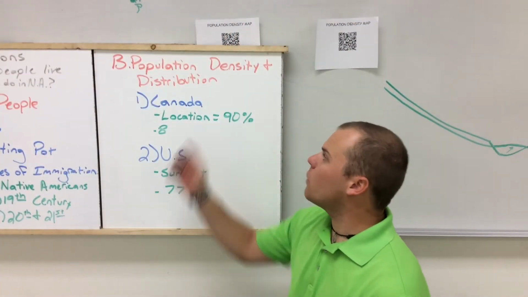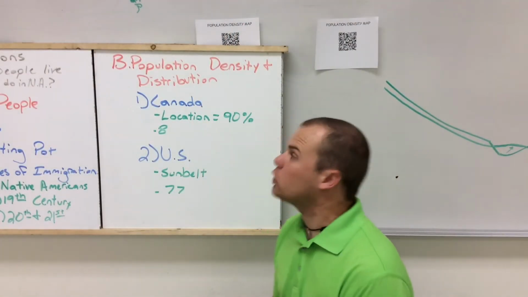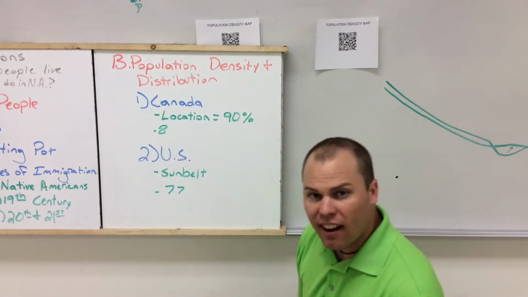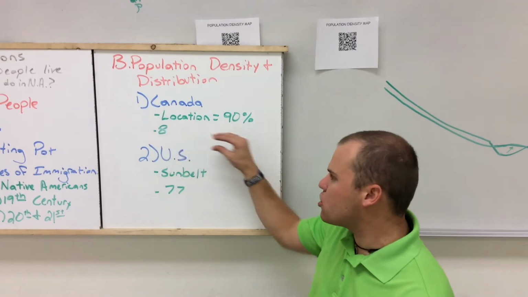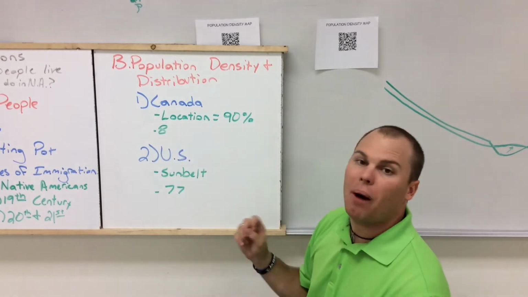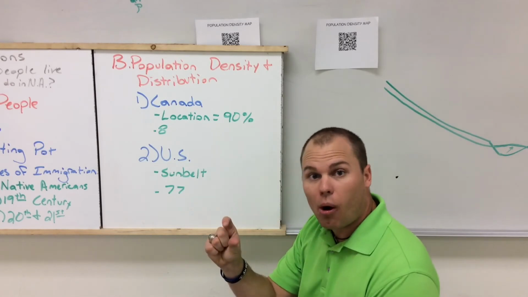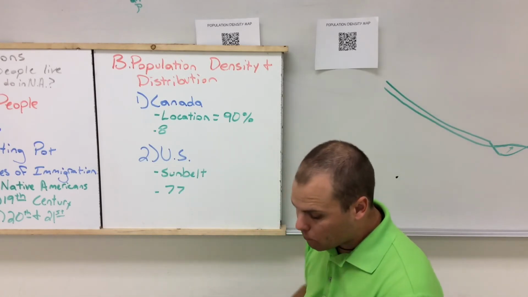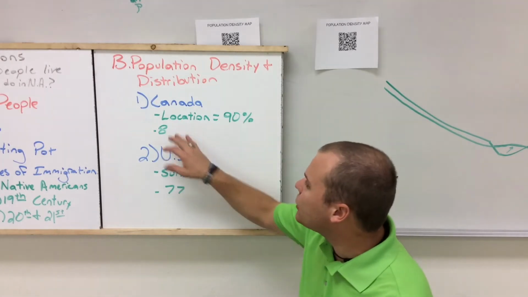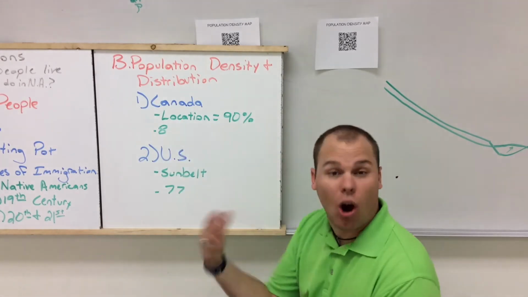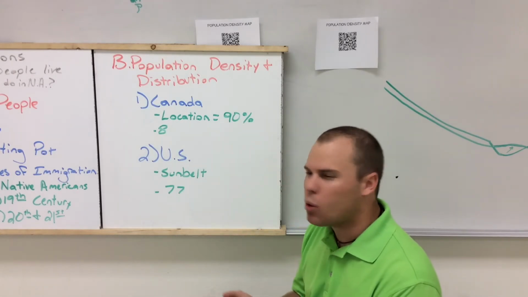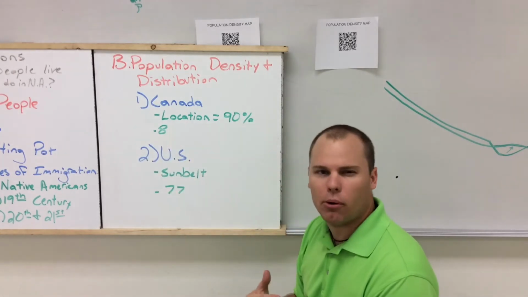Next thing that we're looking at in regards to populations is the actual population density and the distribution. In Canada, most of the people live along the stretch of land that borders the United States. 90% of their population live in the southern part of Canada next to the border of the United States along this narrow strip. The population density of Canada as a whole, again, this is an average, is 8 people per square mile.